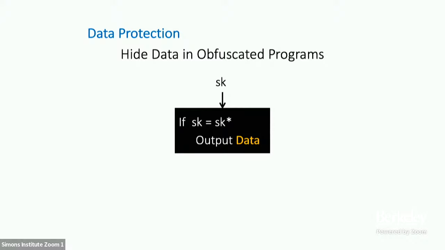We can also use program obfuscation to hide data, not just software, by writing the data inside some obfuscated program. The most naive way is to just hard code a piece of data as a constant in a program that will only output the data when the right secret key is given as the input. And therefore, for adversaries who do not know what the secret key is, virtual black box guarantees that the data is really hidden. And this effectively implements encryption.